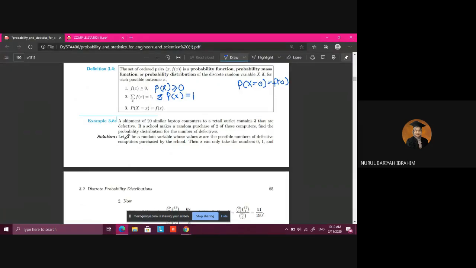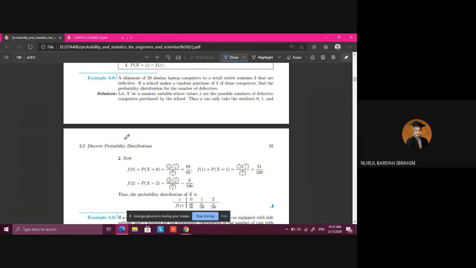Okay, look at the example, the next example bawah ni. A shipment of 20 similar laptop computers to a retail outlet contains 3 that are defective. If a school makes a random purchase of 2 of these computers, find the probability distribution. Okay, nak cari probability distribution. So maksudnya kena buat dalam bentuk macam ni. So how to get this? Okay, so daripada sini ada komputer ada 20, 3 defective. So another 17 is good. Kan? Good items, good computers.